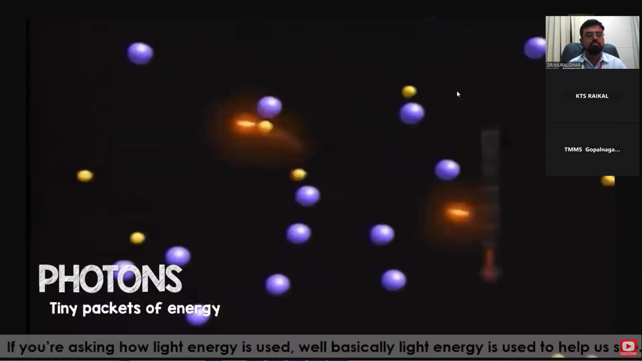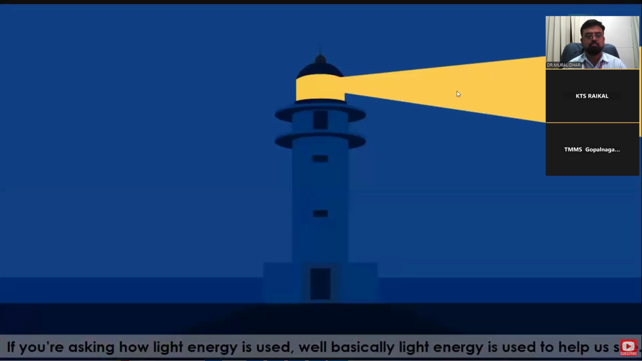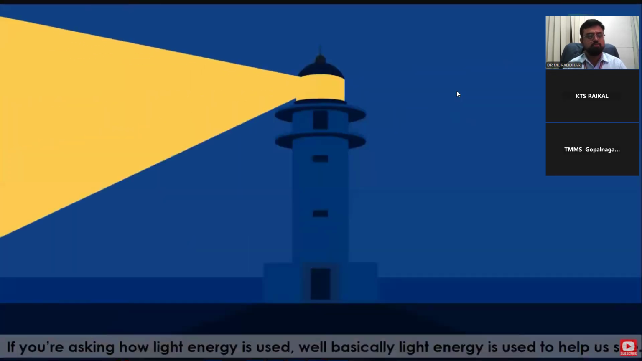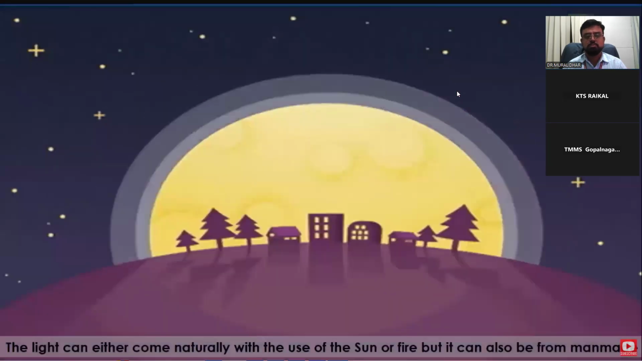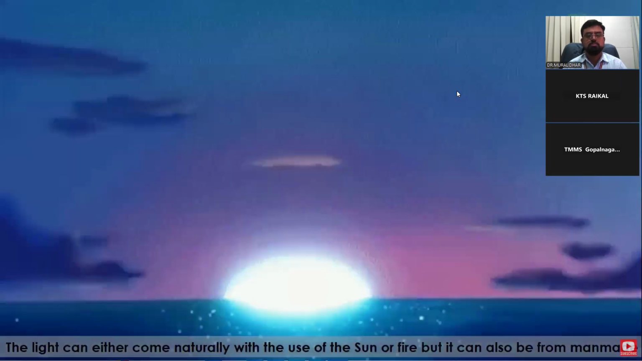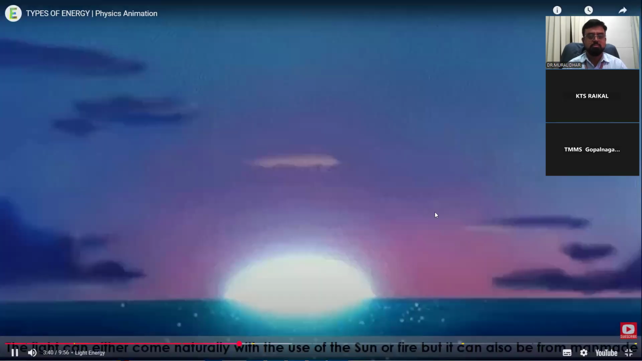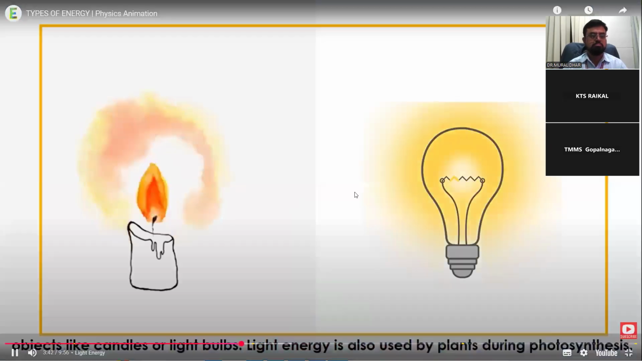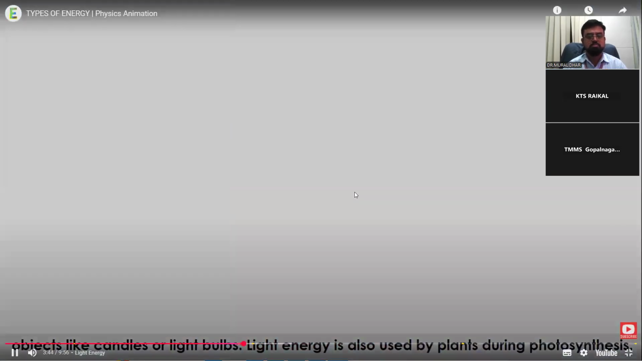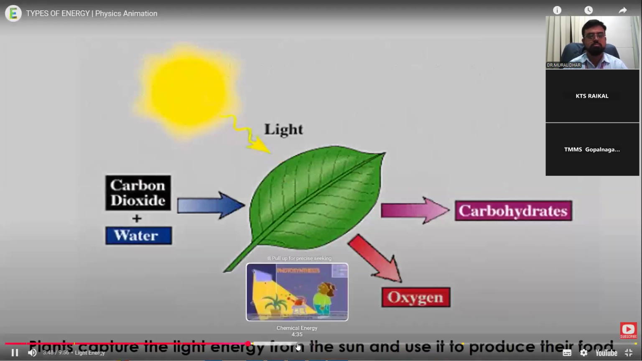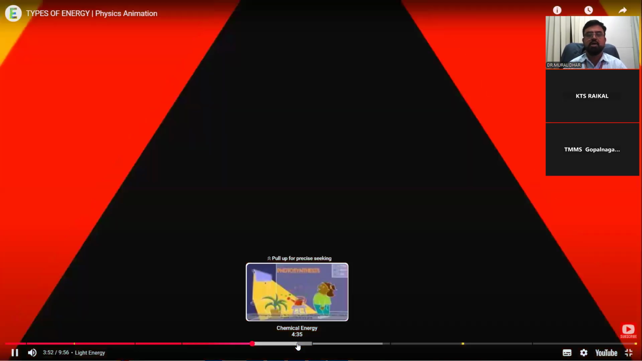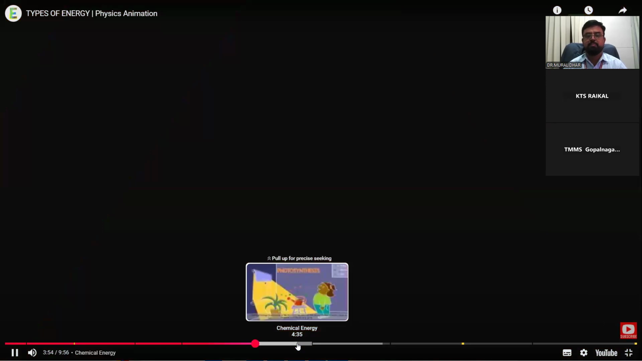If you're asking how light energy is used, well, basically, light energy is used to help us see. The light can come naturally from the sun or fire, but it can also be from man-made objects like candles or light bulbs. Light energy is also used by plants during photosynthesis. Plants capture the light energy from the sun and use it to produce their food. The energy we are using for various purposes.